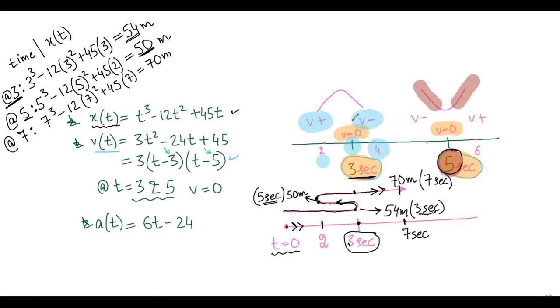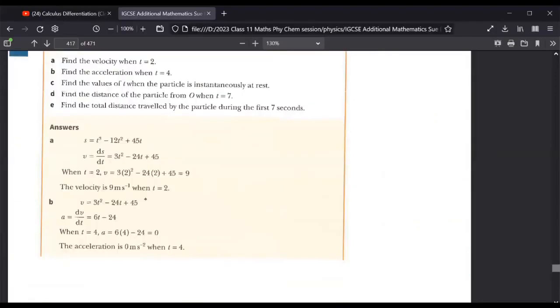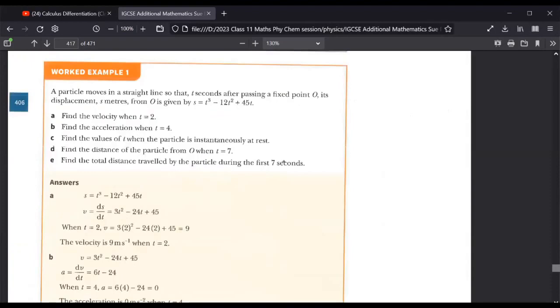And then the question asks, let us look at the question again, what the question is asking. The question asks for the total distance traveled by the particle during the first 7 seconds. So the question is asking us about the first 7 seconds.